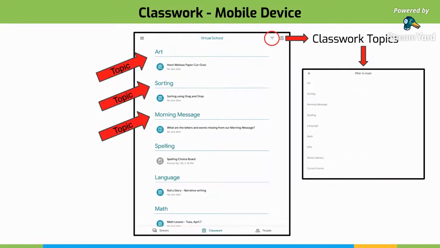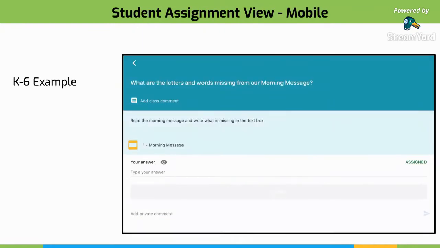If I wanted to get to that list of topics, I need to click on that little descending settings menu, so the 3 lines getting smaller as they go down. Clicking on that will take me to the list of art, sorting, morning message, spelling, etc. That we would have had access to on the web version. We just would have gotten there a little bit differently.